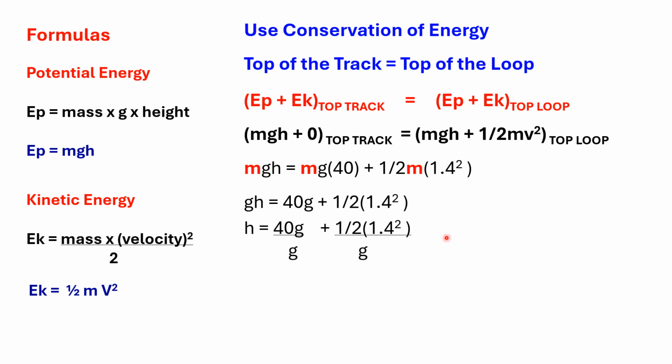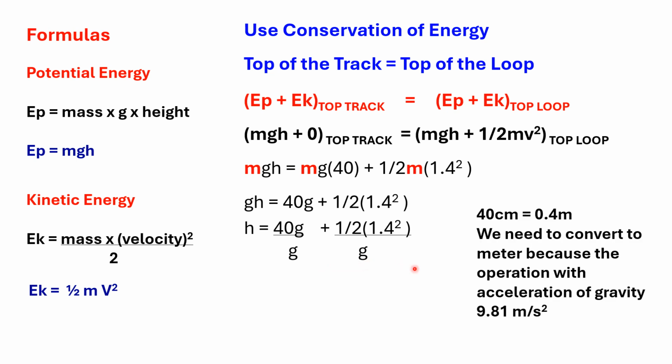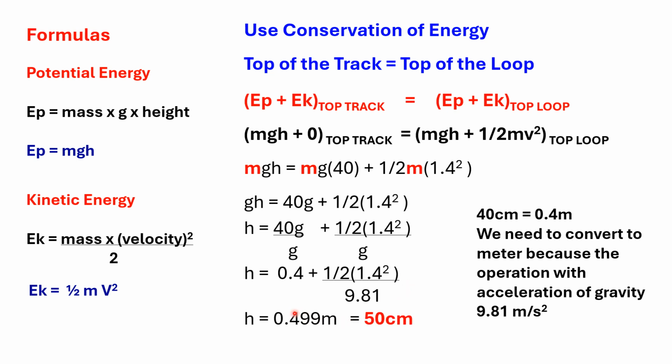Remember to convert 40 centimeters to meters, since the acceleration of gravity g is in meters per second squared. So 40 centimeters is equal to 0.4 meter. Now we are going to perform the calculation, so use your calculator, and we should have a height of 0.499 meter or approximately 50 centimeters.